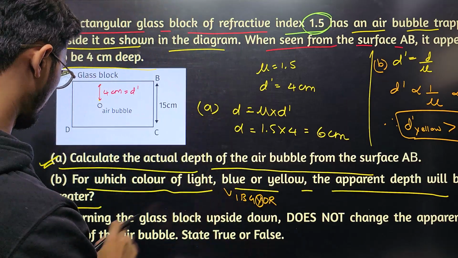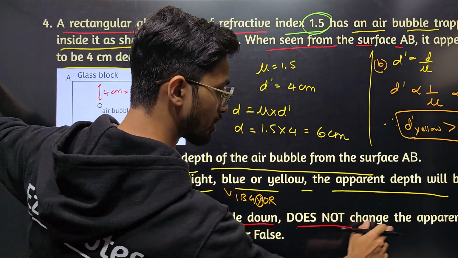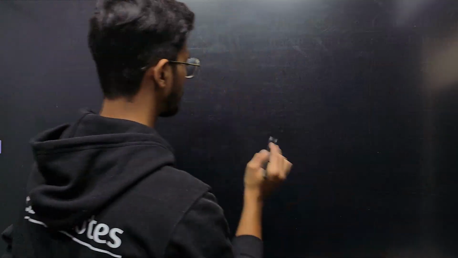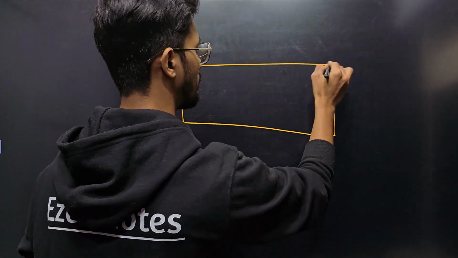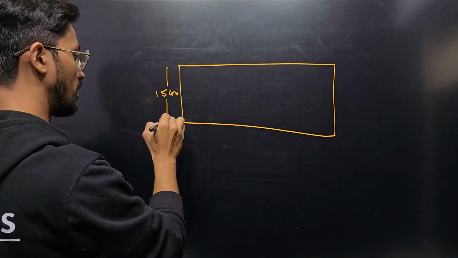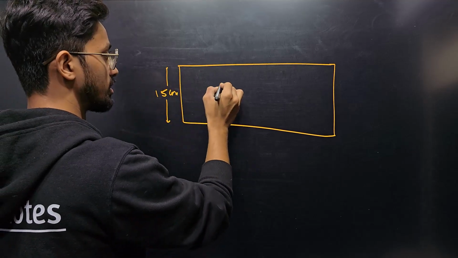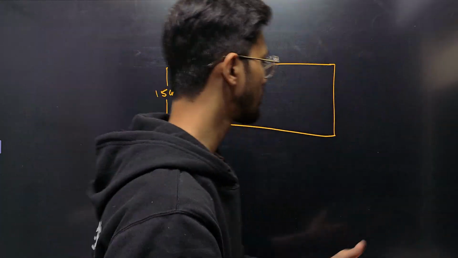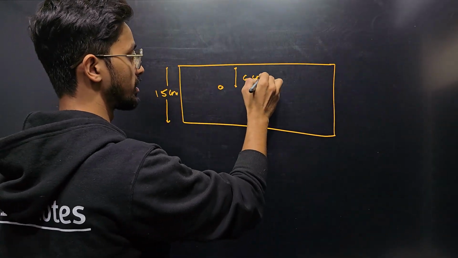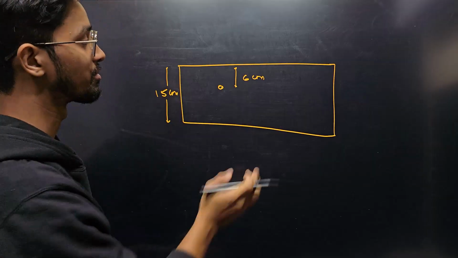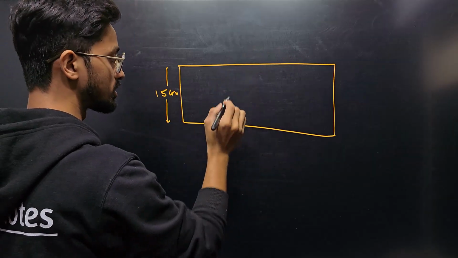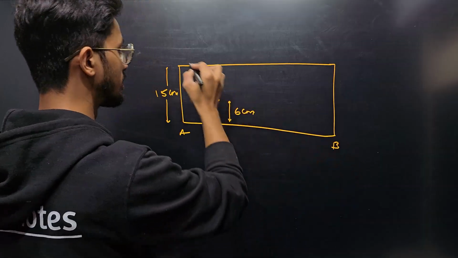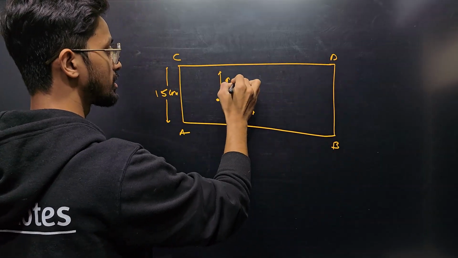Next. Turning the glass block upside down does not change the apparent depth of the air bubble. True or false? If I turn this upside down, this total is 15. Somewhere here there will be an air bubble. The actual depth from AB was 6 centimeter. Because we turned it upside down, this is AB, so from here it will be 9 centimeter.